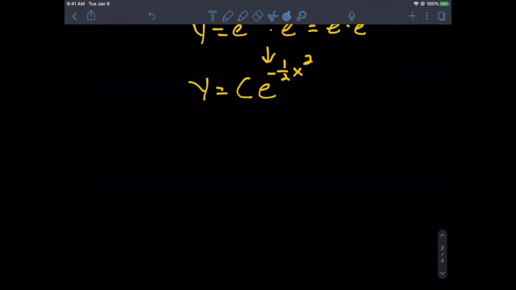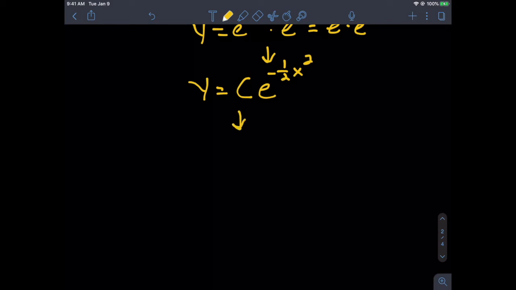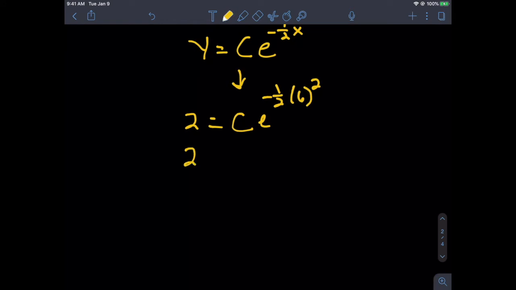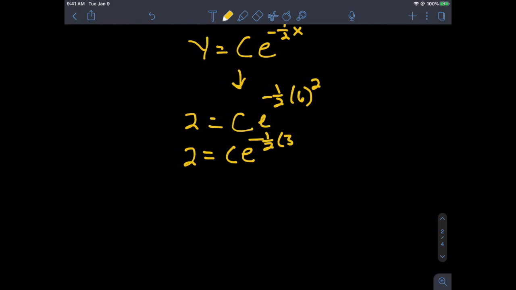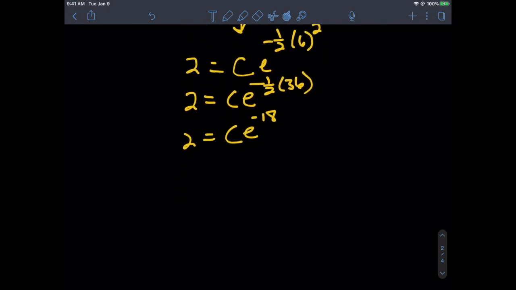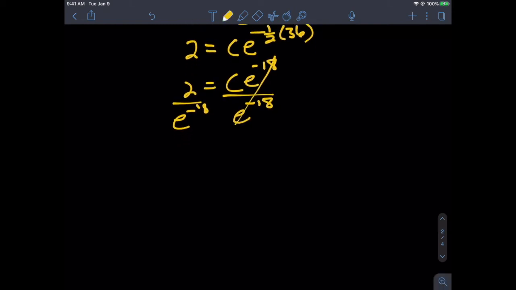So we plug in 2 for y and 6 for x, and that will give us 2 equals c times e to the negative 1/2 times 6 squared. 2 stays the same. C equals negative 1/2 times 36. And we get 2 equals c times e to the negative 18. We will then divide both sides by e to the negative 18, like this, and this. And so we get a solution for c.